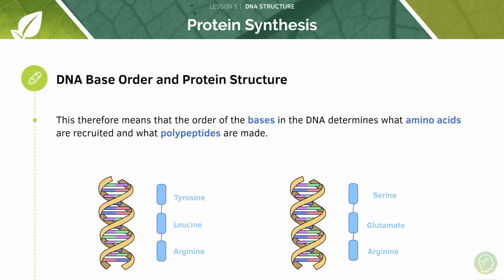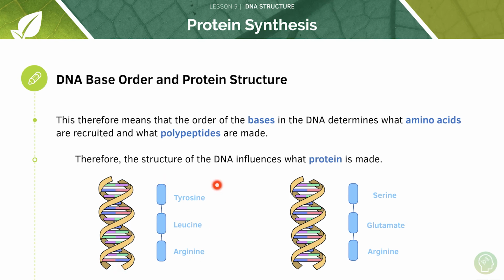Now, this therefore means that the order of the bases in the DNA ultimately determines the order of the amino acids that are recruited with the tRNA. And remember, it's this order of amino acids that then determines the specific polypeptide made. Because remember, our primary sequence of our protein, which is covered in the protein tutorials, is what determines the ultimate structure of our polypeptide. So the structure of the DNA influences what protein is made. So the way in which the bases are paired here influences this amino acid sequence here.